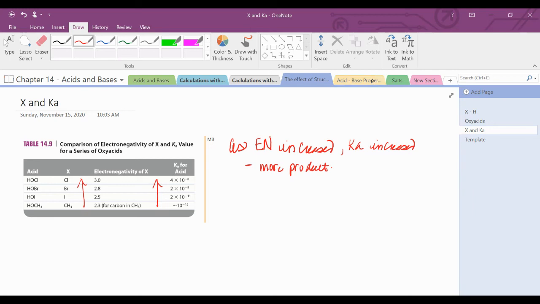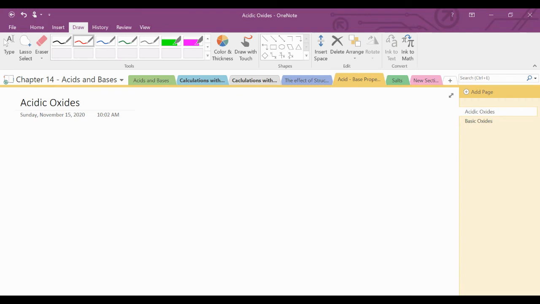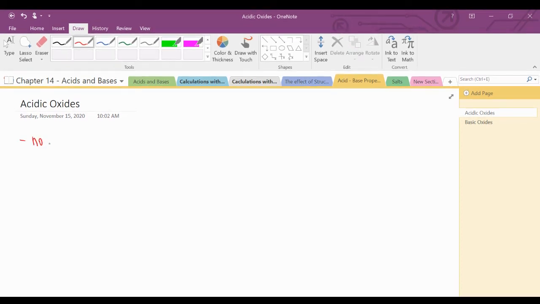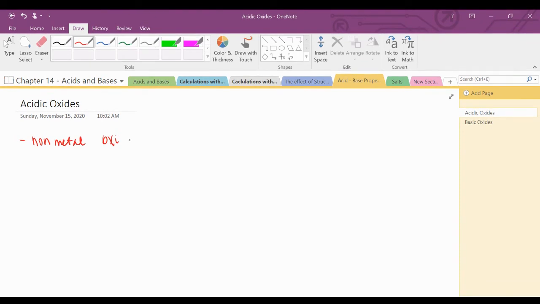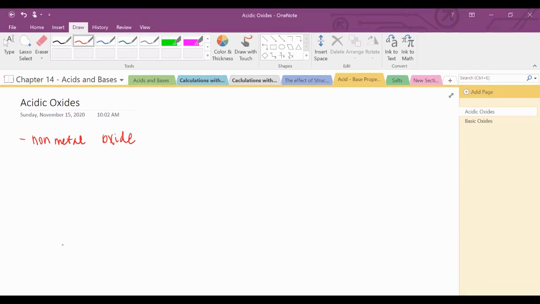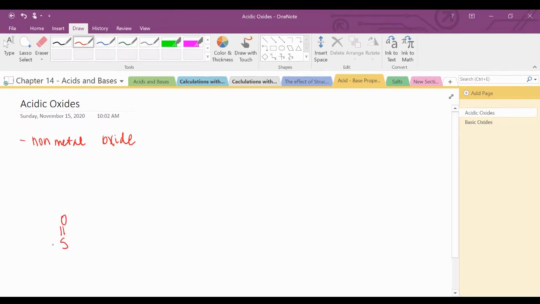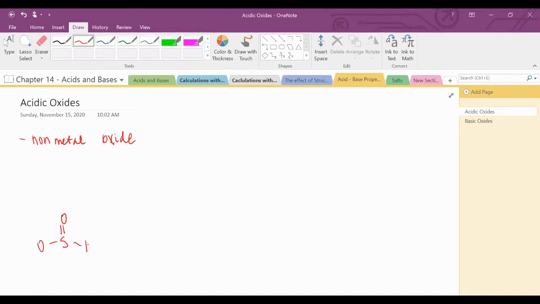All right, and then the last section is about acid-base properties of oxides. There are two types of oxides: acidic and basic oxides. So let's look at the acidic oxide first. To be an acidic oxide, you have to be a non-metal oxide. The non-metal oxide we're going to use in our example is SO3. And I'm going to draw its Lewis structure here.